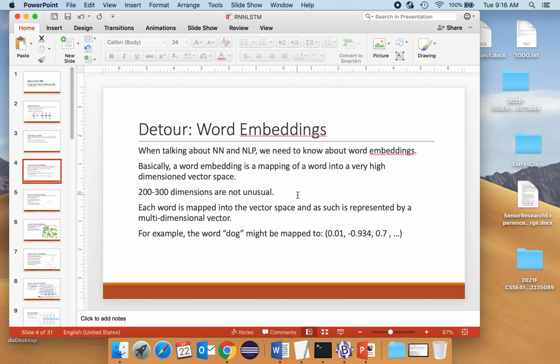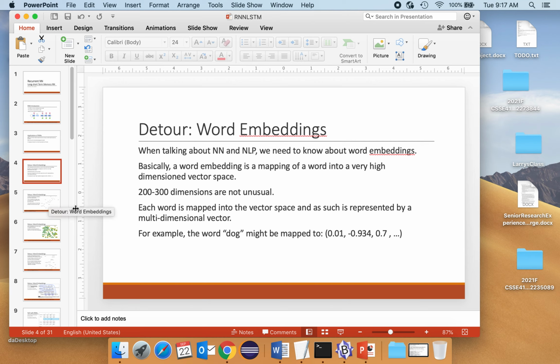You can't really talk about natural language processing with neural networks without talking about word embeddings. Let's do a little bit of a detour here to word embeddings. Basically, a word embedding is mapping a word into a very high dimensional vector space. So 200 to 300 dimensions is certainly not unusual, even 500. The idea then is each word is mapped into this vector space, and as such is represented by a multi-dimensional vector. So the word dog might be mapped into this huge vector of 200 dimensions.